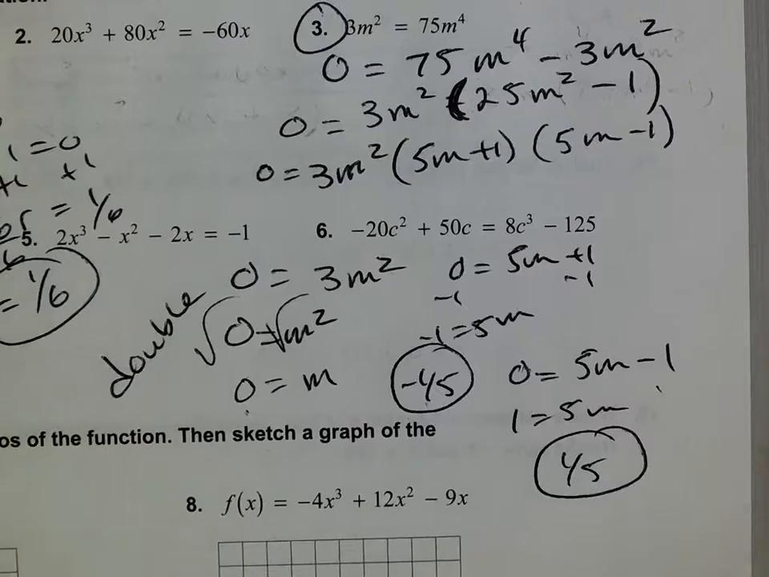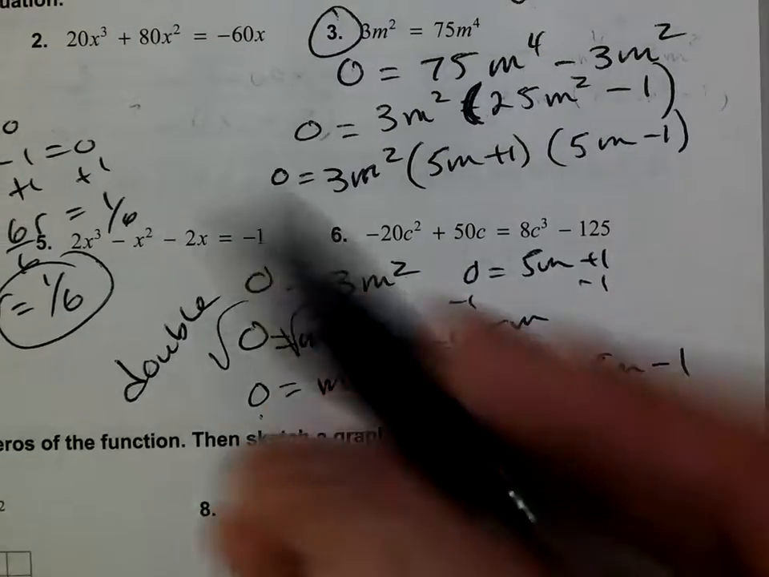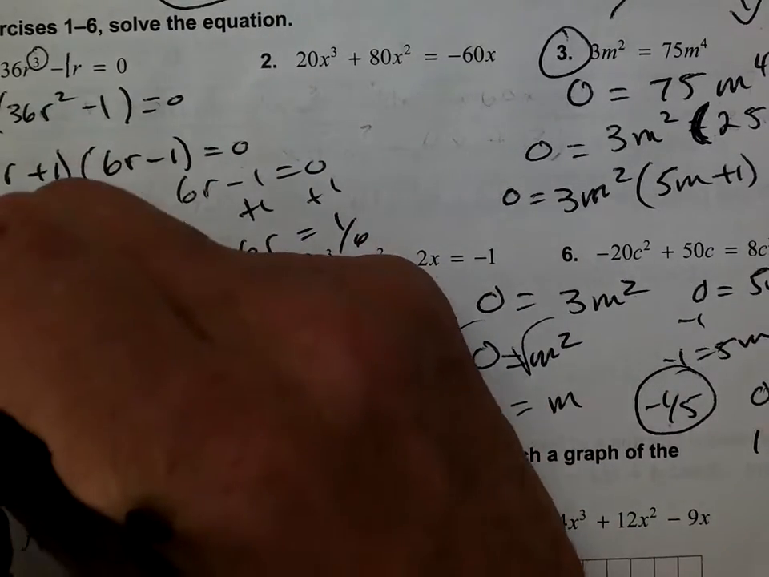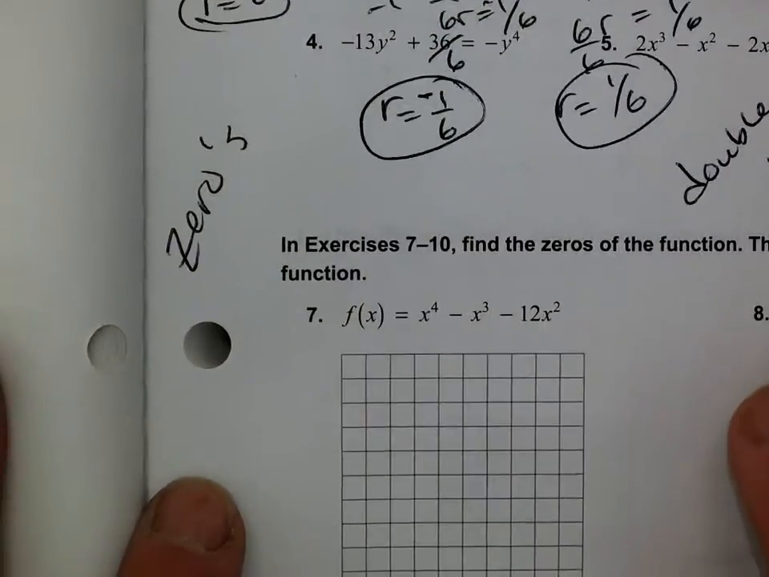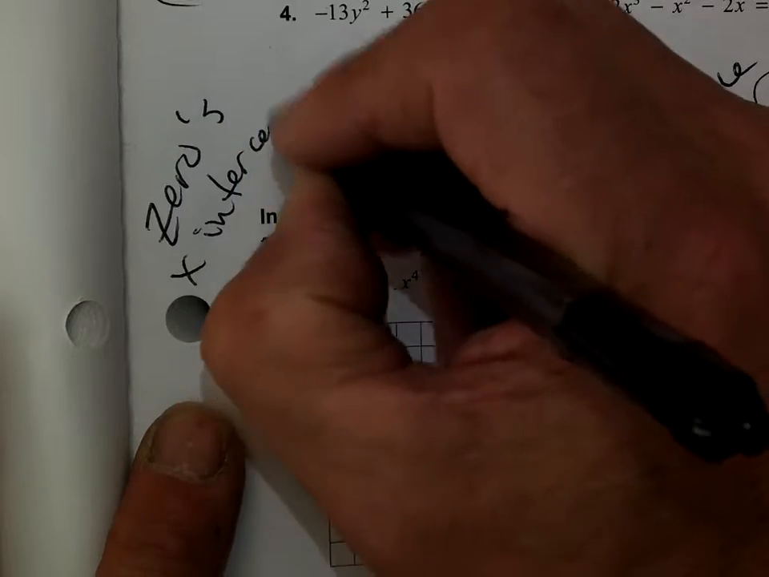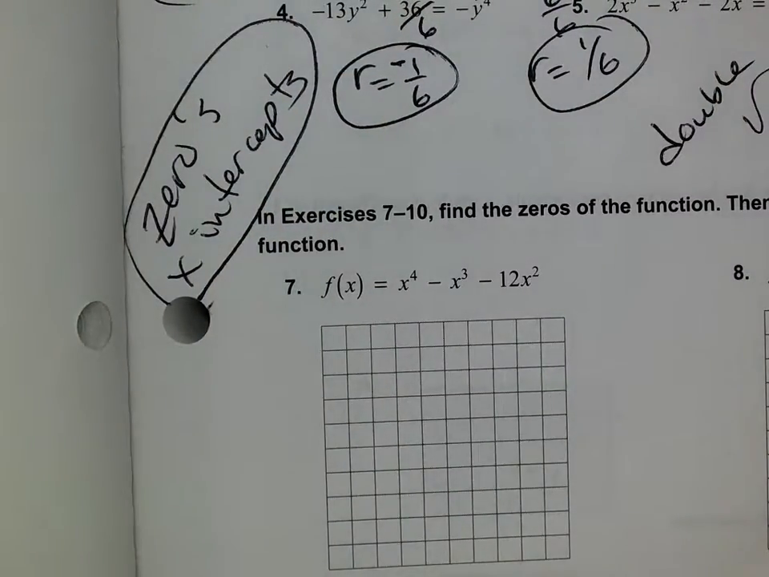Now, what these are as zeros, it's where the y is 0, which makes them also x-intercepts. So zeros are also x-intercepts. Okay? Zeros are also called x-intercepts. So we're going to graph the next couple without our calculator, because we can do it without our calculator. Okay, we really can.